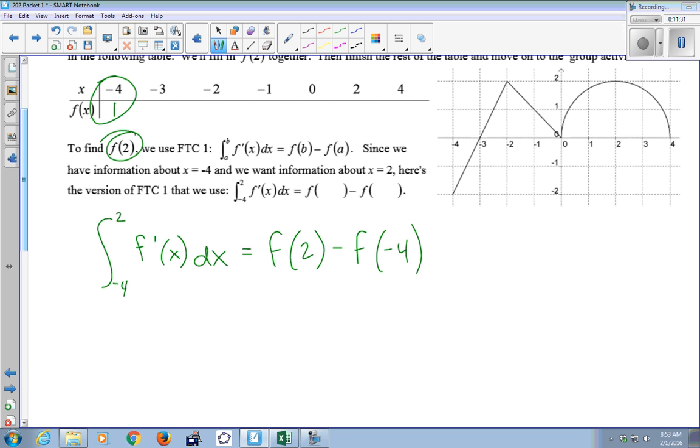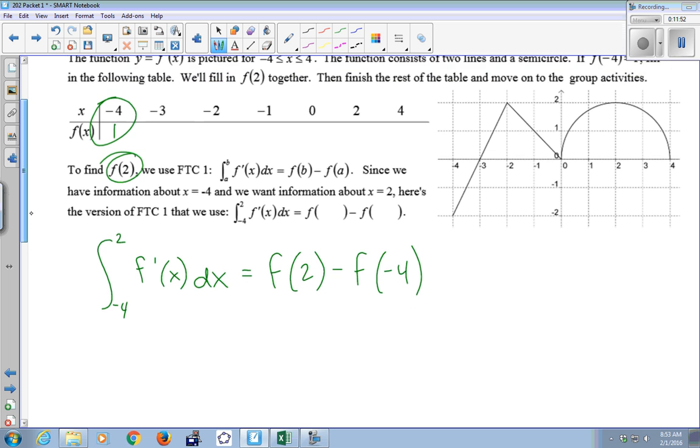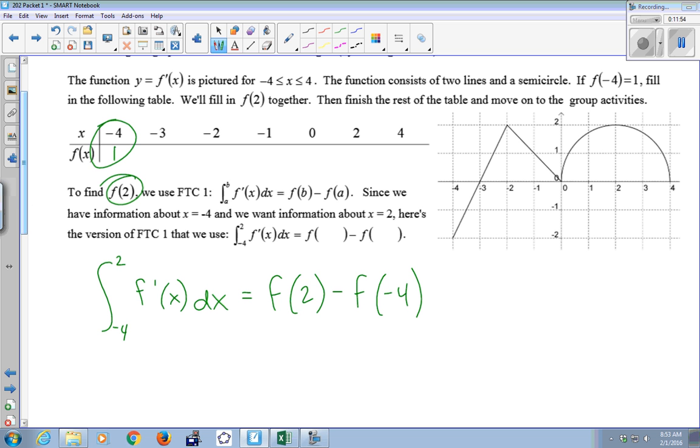So there are 2 ways to calculate the area under a curve. You can do it directly using area, look at the graph, calculate areas, or you can try to do it analytically if you can find an antiderivative. Okay, so the integral from -4 to 2 of f prime of x dx. That means find the area under the curve from -4 to 2. So see if we can do this.